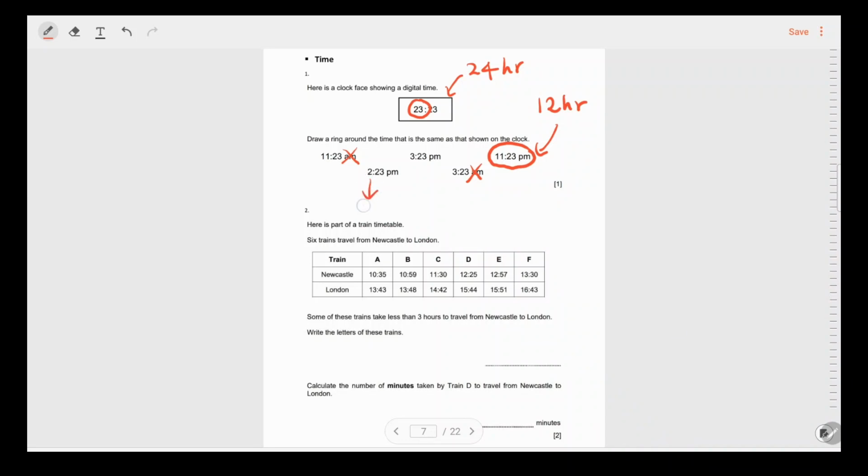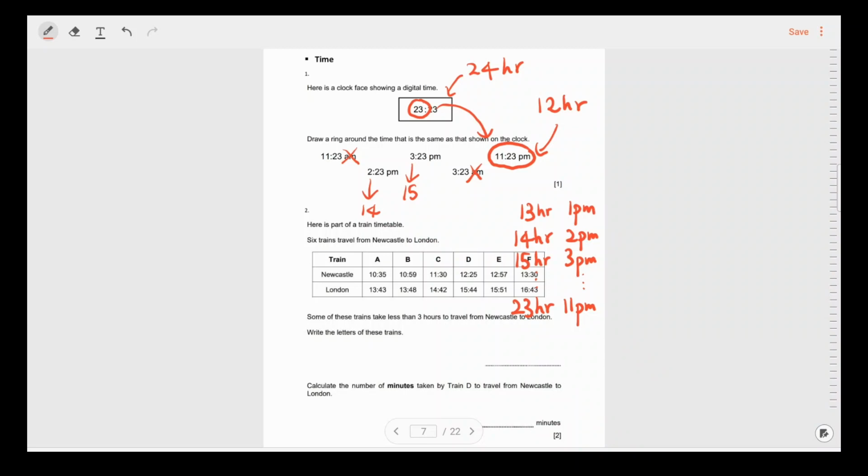2 p.m. is 14 hours because we start from 13 hours being 1 p.m., 14 hours being 2 p.m., 15 hours being 3 p.m. and so on. So this is why 23 hours is 11 p.m. You can keep going and see that you will get this value. So here 3 p.m. is then 15 hours. So because it's 23 hours, your answer is 11:23 p.m.